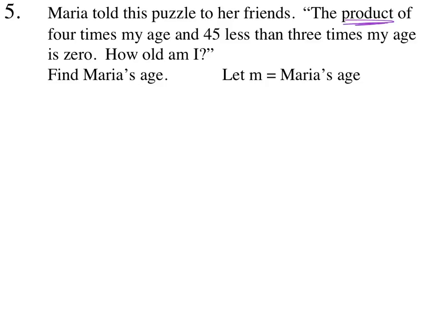So product, first of all, is multiplication, and she's saying the product of 4 times her age, which is going to be m. So that's going to be 4m. And this is what we're multiplying by, 45 less than 3 times my age. So if it's 45 less than, that was your key earlier this year where we're actually going to reverse this, so it's minus 45. 3 times my age would be 3m. And then she says that that product actually is equal to 0.